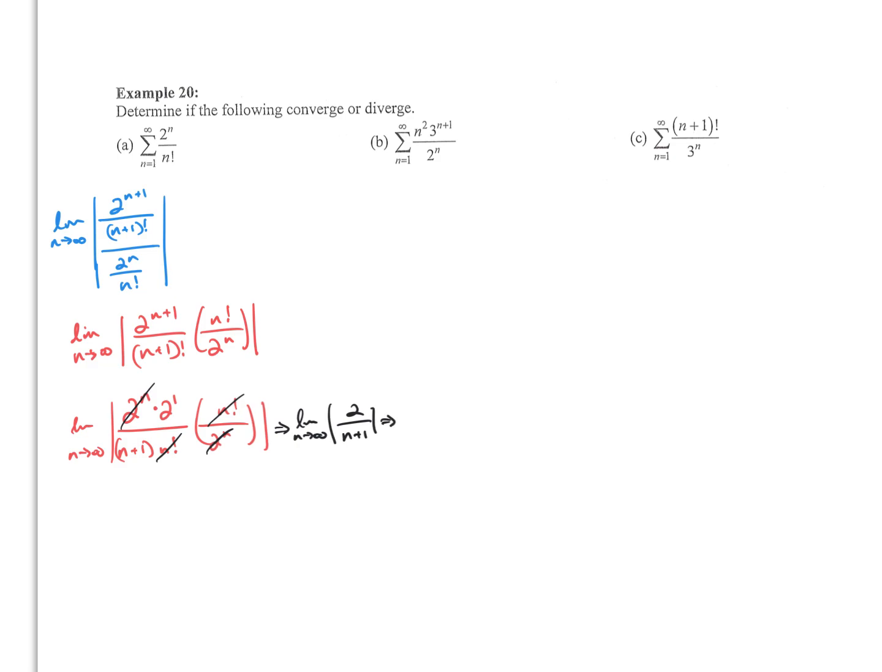And what do we get? We get 0. And what do I want it to be? I want it to be less than 1. All right? And so is it less than 1? Yes. So what do we know this summation does? It converges. Now tell me why. By ratio. All right. Pretty good?